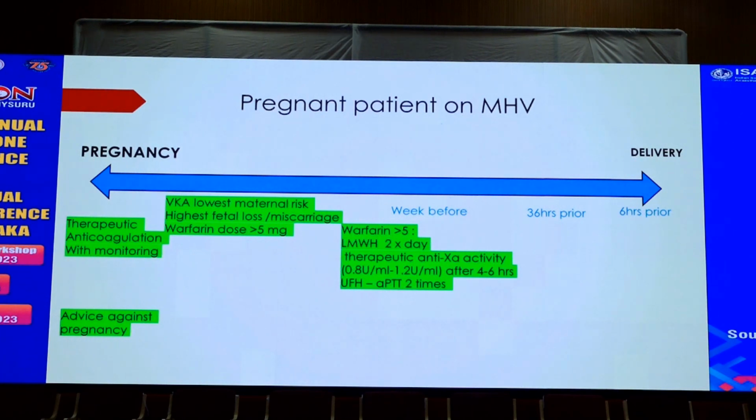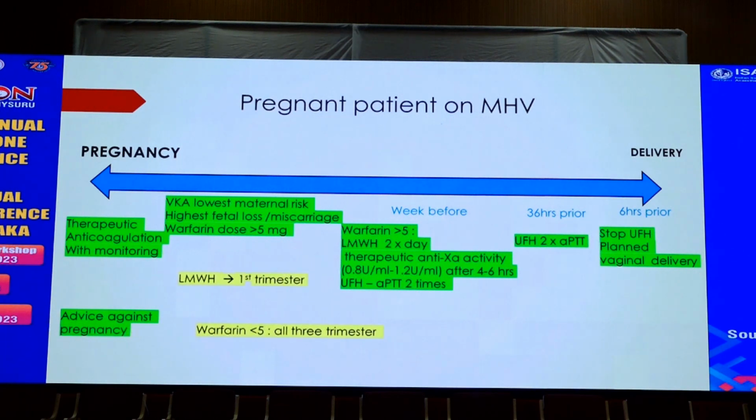Our therapeutic goal should be an anti-Xa factor level of 0.8 to 1.2 unit per ml, 4 to 6 hours after the therapy. Or if you are giving unfractionated heparin, you have to maintain an APTT of 2 times. And 36 hours prior to the surgery, you have to change to unfractionated heparin. And 6 hours prior to the planned vaginal delivery, you have to stop the heparin. And the green color says it's a class 1 recommendation.